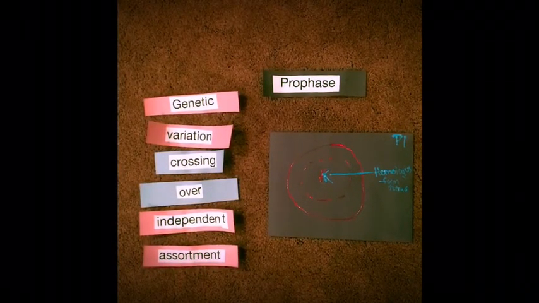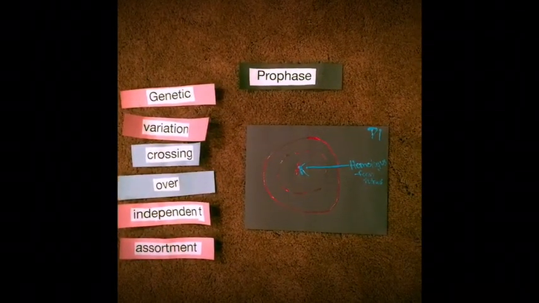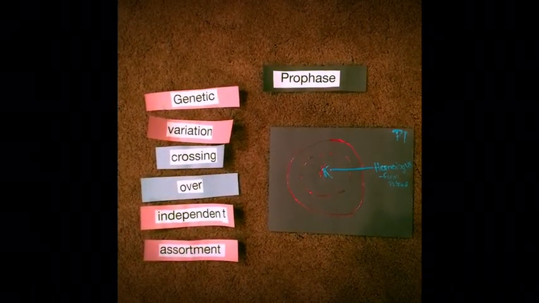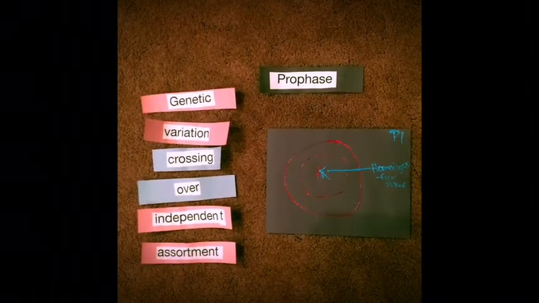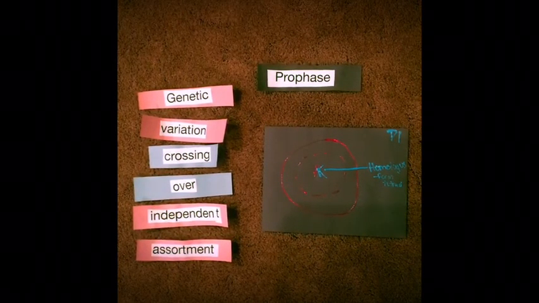Prophase 1 is when the chromatin condenses to form chromosomes. The nuclear membrane disappears, and homologous chromosomes pair up to form a tetrad. Crossing over occurs here.